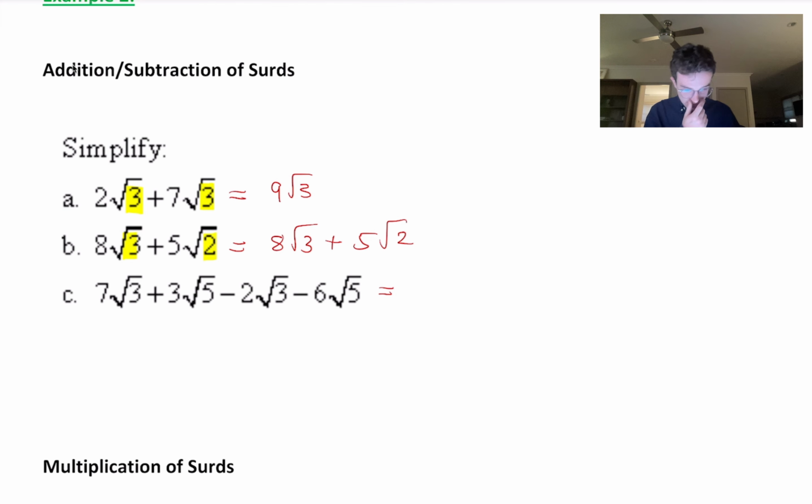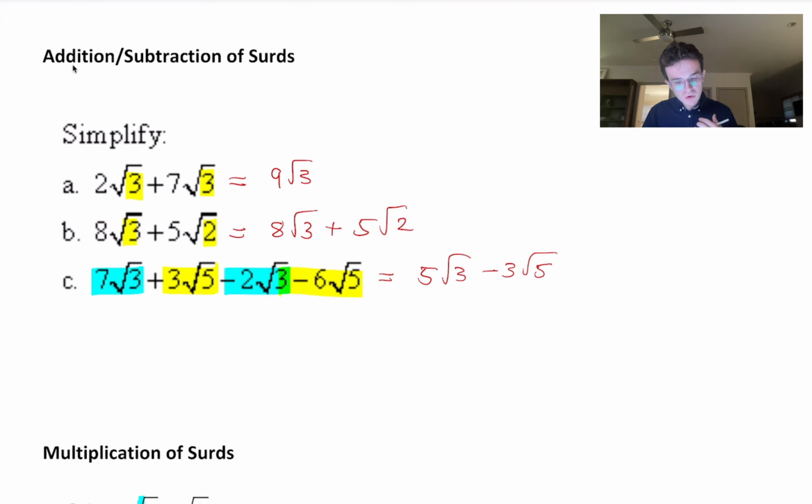Okay, part C. We're going to think, okay, 7 root 3 is a like term with that one there. We can't add root 5's and root 3's, but I can add root 3's with root 3's. Now 7 minus 2 is 5. So this is 5 root 3. And then my other set of like terms are these ones. Now 3 minus 6 is minus 3. It works the exact same as algebra. So 5 root 3 minus 3 root 5.